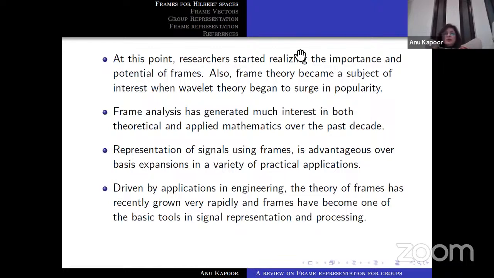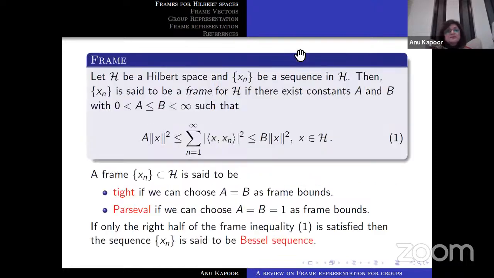Now, a basis, as we know, gives us a unique representation of every vector in the Hilbert space or in the vector space. But frames give us the liberty to choose the expansion because it is not a basis. It need not be a basis. In fact, it is a spanning set. So we can span a given vector in many ways, and we can choose the expansion as per our requirement. This way, frames are useful over bases, and bases have their own limitations.